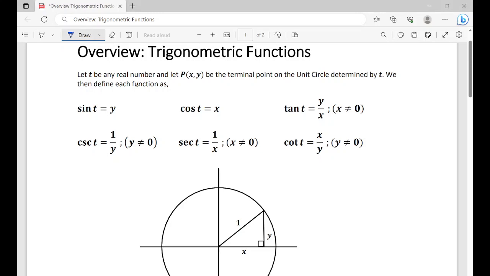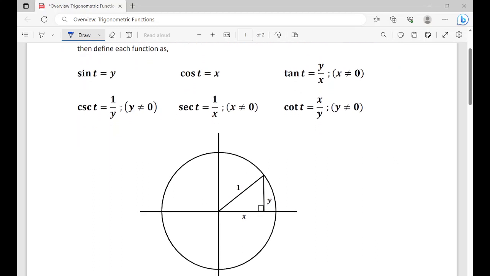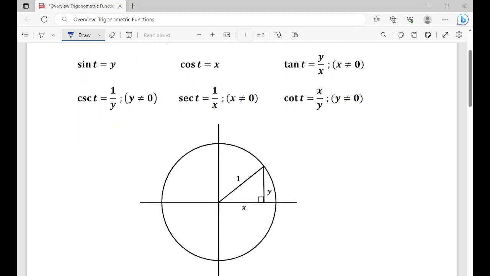Let t be any real number and let p be the terminal point on the unit circle determined by t. We then define each function as follows. So the first three, which are typically the most important three of the trig functions, are sine, and that is the y value of the point on the unit circle. So if we had a point here, which is some x, y value, then sine is just the y value of the ordered pair.